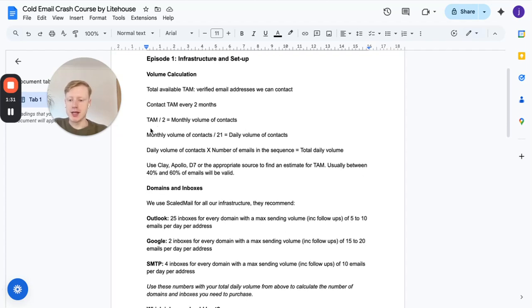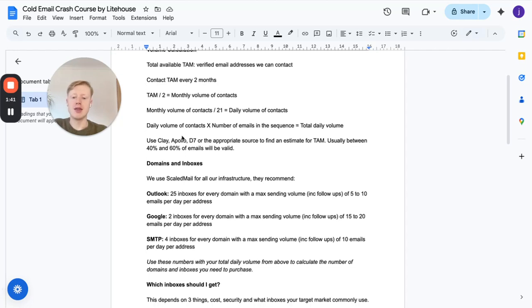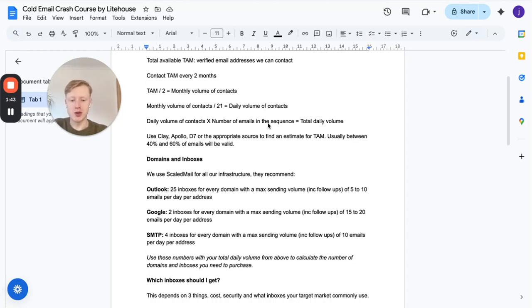So what you want to do is take your TAM, divide it by 2, and that's your monthly volume of contacts. Divide that by 21 for your daily volume of contacts, and then times that by the number of emails in your sequence for the total daily send volume, including follow-ups.